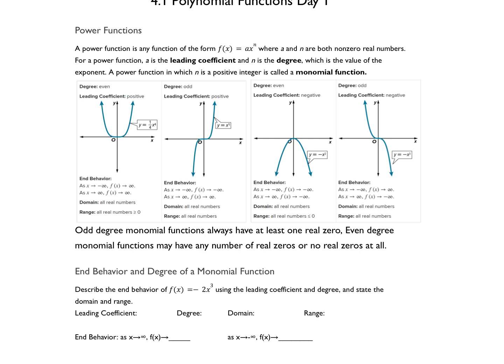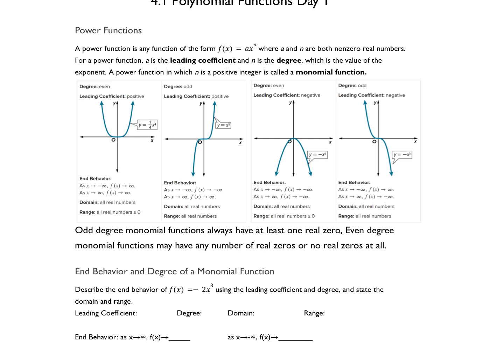The range is limited only on even degree functions. So if it is an even degree monomial function and the leading coefficient is positive, the range is going to be all real numbers greater than or equal to 0. And the range for all even degree negative leading coefficient monomial functions will be all real numbers less than or equal to 0.